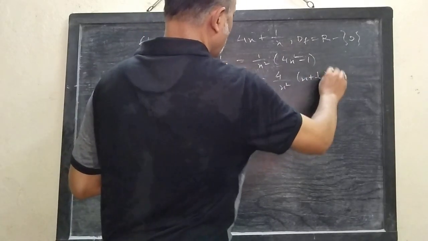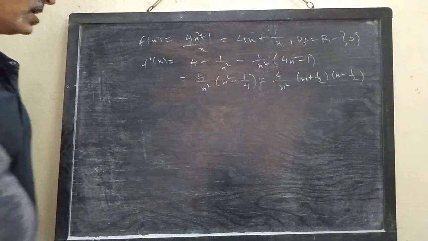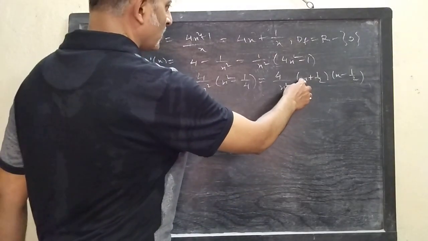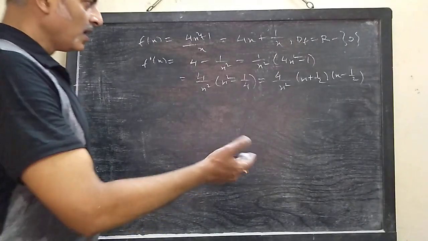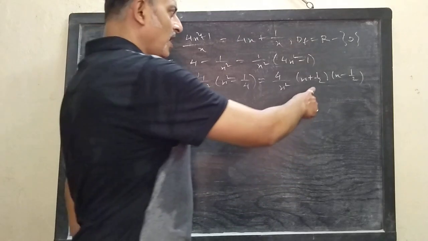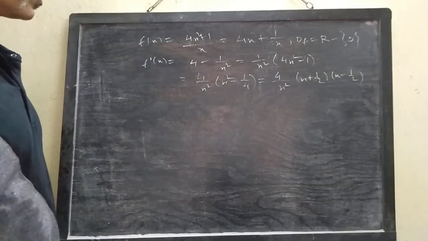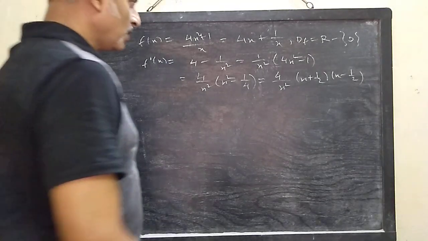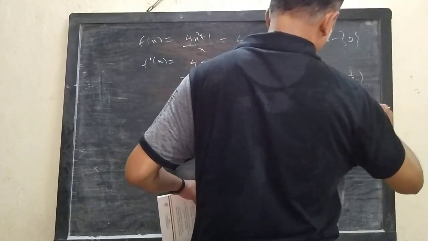x plus half into x minus half. It is my suggestion, don't keep any numerical coefficient in front of x. Any numerical coefficient you must take common outside. It will help you to find the zeros of the numerator and denominator. So now plot the zeros of the numerator and denominator on the number line.